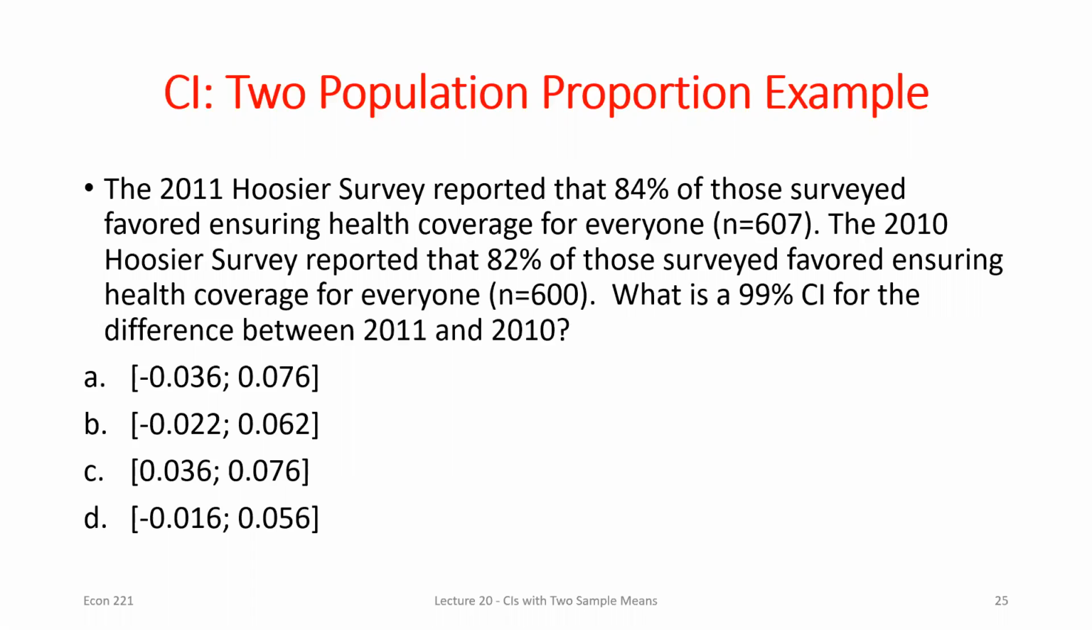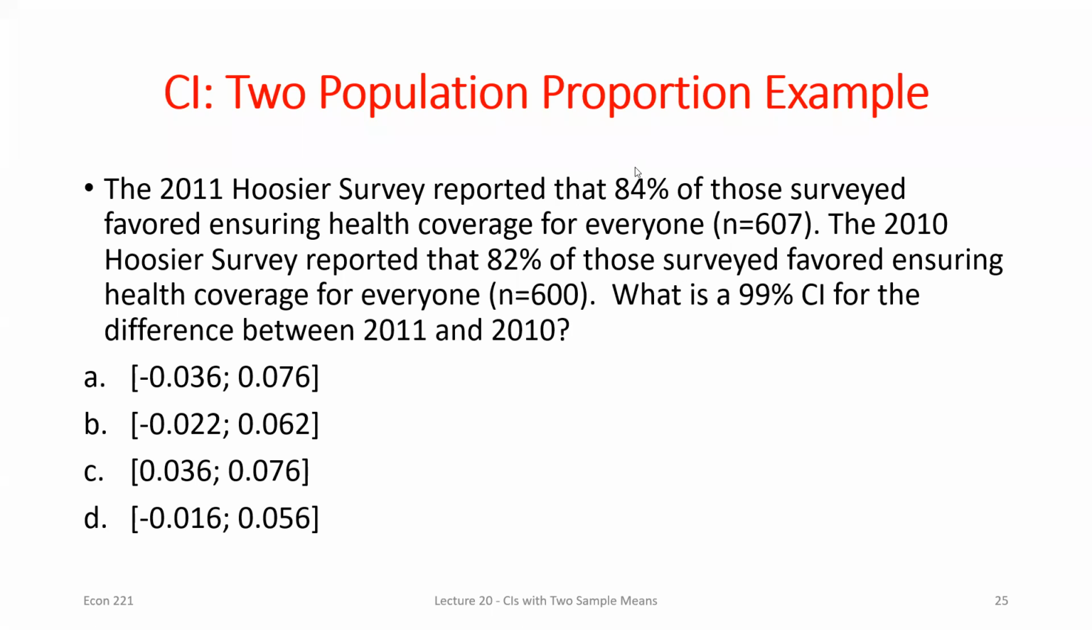So let's say I'm looking for the 99% confidence interval for the difference between 2011 and 2010 for reports of favoring healthcare coverage, right? So in 2011, 84% were in favor of ensuring healthcare coverage for everyone, sample size of 607. 2010, 82% with a sample size of 600. So what's the true difference in attitudes towards ensuring healthcare coverage for everyone between 2011 and 2010?